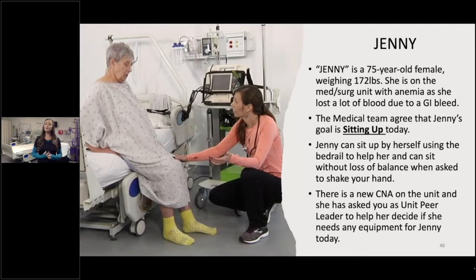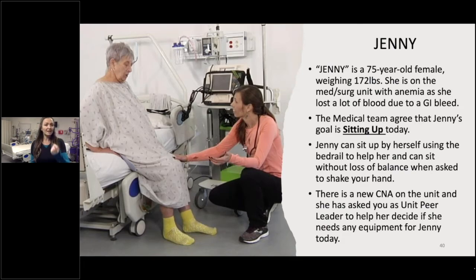Jenny's a 75-year-old female. She weighs 172 pounds. She's on the med-surg unit. She has anemia, as she has lost a lot of blood due to a GI bleed. The medical team agree that Jenny's goal is sitting up today. Jenny has the same goal as Johnny for a different reason. The medical team do not want her standing and walking because she's lost so much blood and is so anemic. So it's because of a medical problem.